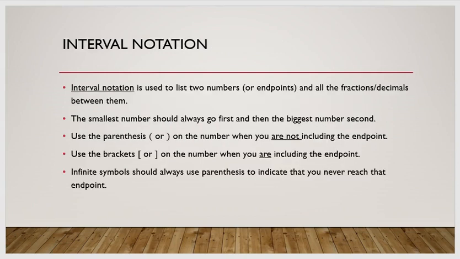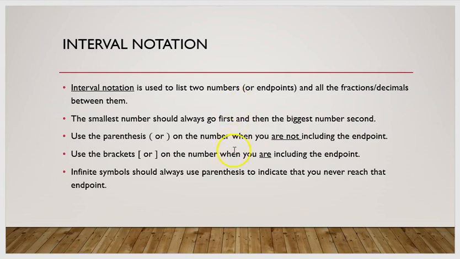What happens more frequently, both in life and in math, is that we do often care about a pair of numbers and all of the fractions and decimals in between them. So when we're in a situation like this, we use something called interval notation to include both the numbers or endpoints and all of the infinite number of numbers in between them as well. The setup for this is that the smallest number should always go first, and the biggest number will go second. And then one of the important distinctions to make is, are we including the endpoints, the smallest and the biggest numbers of our set?